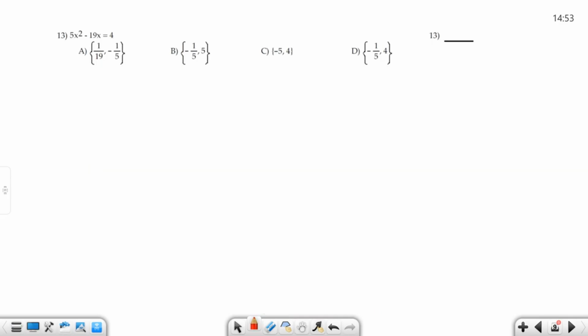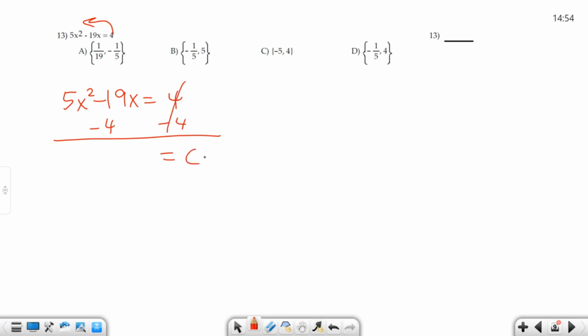5x squared minus 19x equals 4. We're still solving by factoring. Is this equal to 0? No. That means we got to move this 4 over. How do I do that? I'm going to subtract 4 from both sides. Now, I wrote this 4 here. It's not really under either one of those because it's not a like term. So I just wrote it over there. So then that's going to cancel and be equals 0.